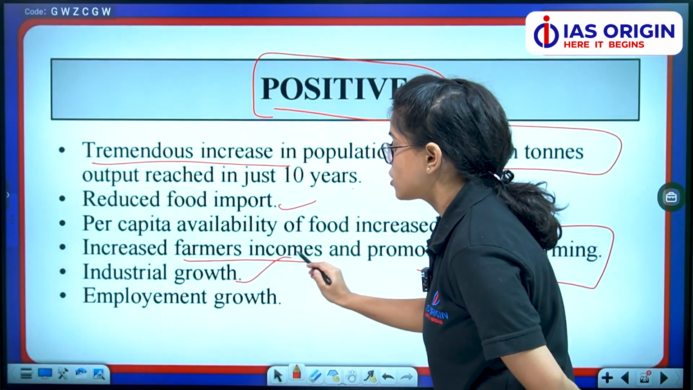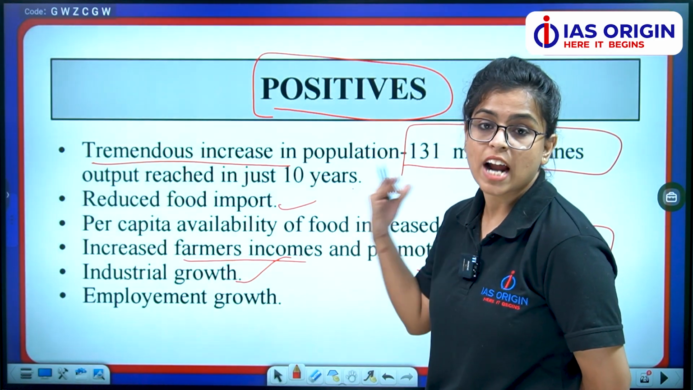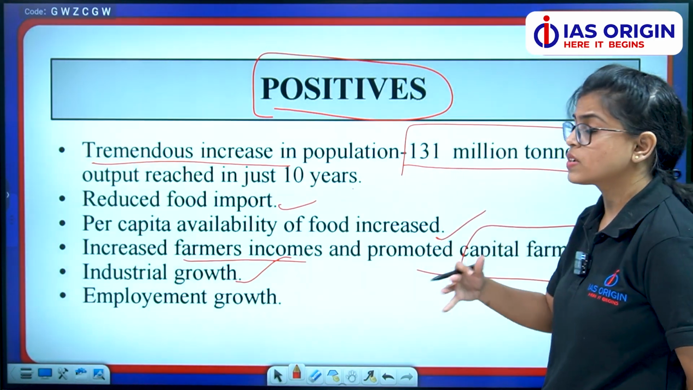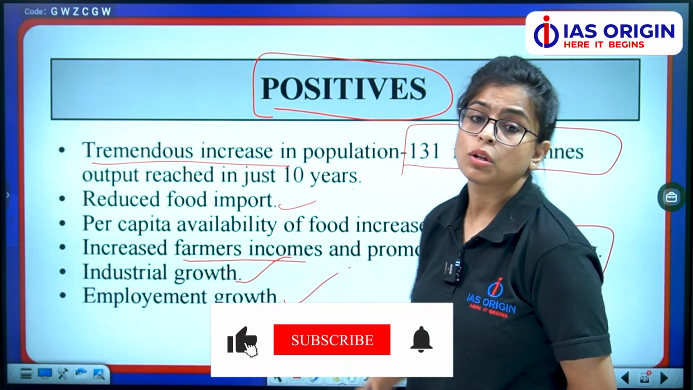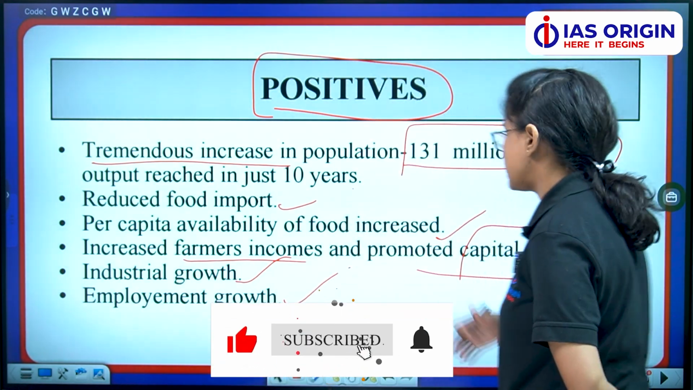Then came the industrial growth. As I said, because of the production of tractors and heavy machinery, industries got a boom, and therefore the growth over there, and the employment growth both in industry as well as in agriculture.